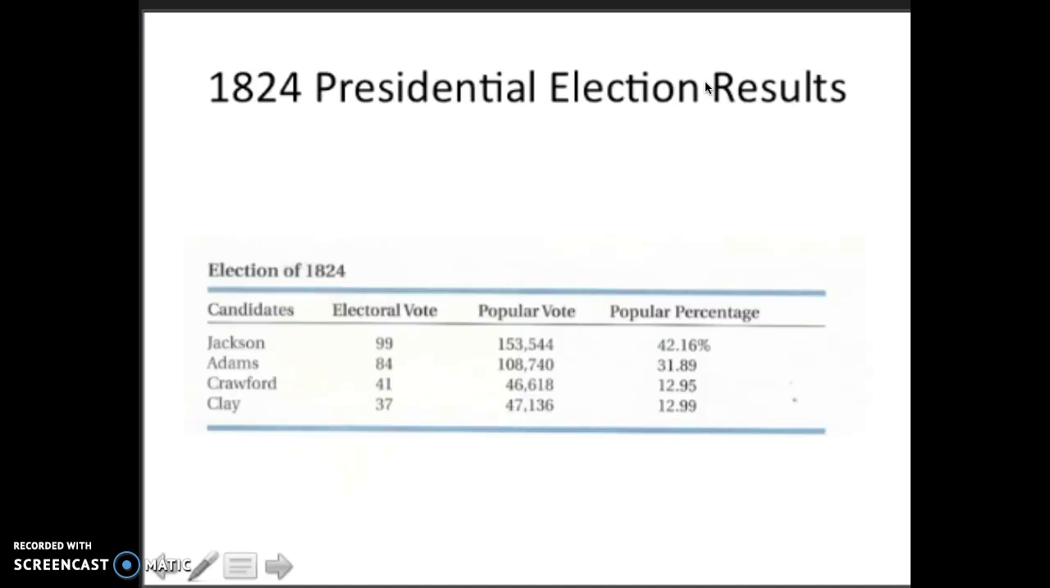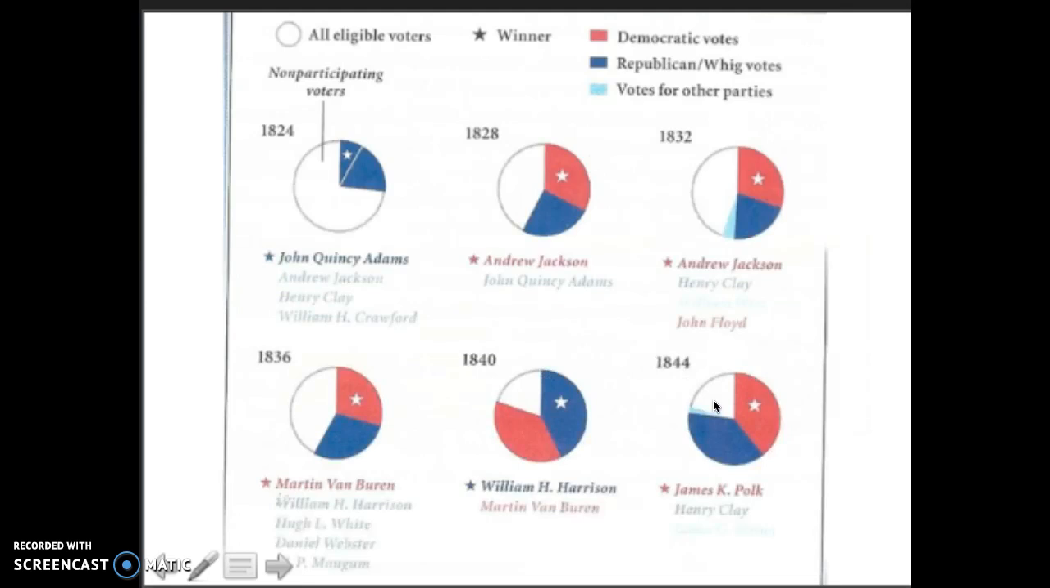Now, to give you a little bit more of a view here, you notice we have the four candidates, the electoral votes that they got, the popular votes, and then the popular percentage. The Constitution states that the candidate with the majority, meaning 50.1% or more of electoral votes, will become president. But none of them got the majority of votes. This is why it had to go to the House of Representatives. And the House of Representatives elected John Quincy Adams.